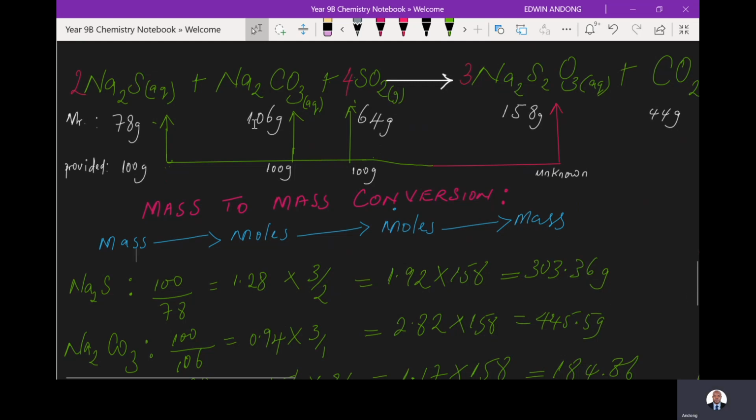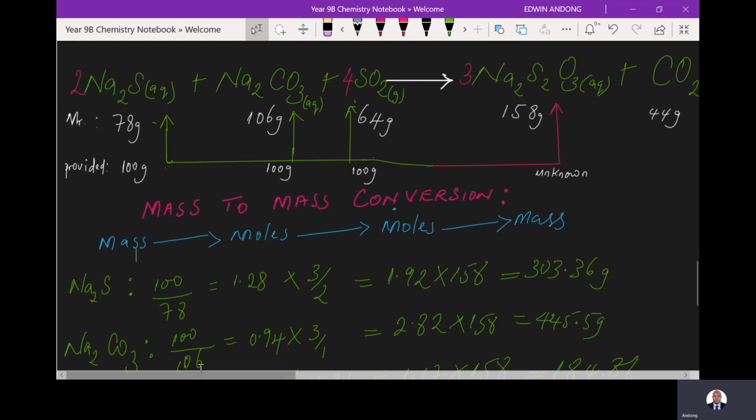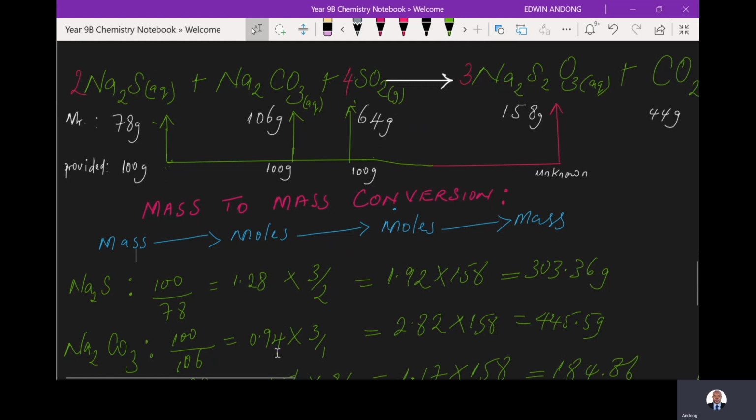We need to go to sodium carbonate. The mass given is 100 grams divided by the molar mass, which is 106. We have 0.9 moles of sodium carbonate. To convert the moles of carbonate to sodium thiosulfate, 1 mole of this produces 3 moles. So we need to multiply it by 3. That's the mole ratio. Then we'll have 2.82 moles of sodium thiosulfate.